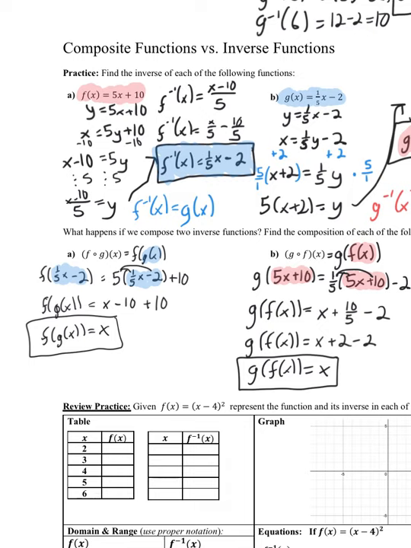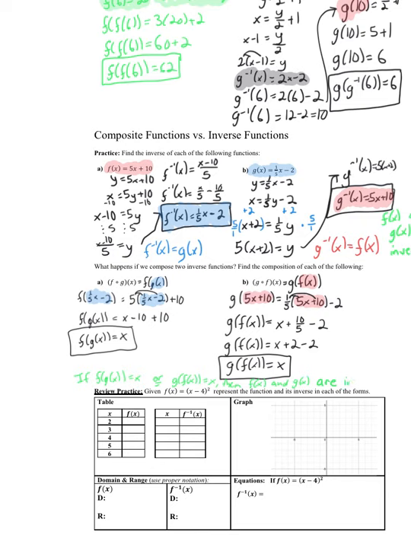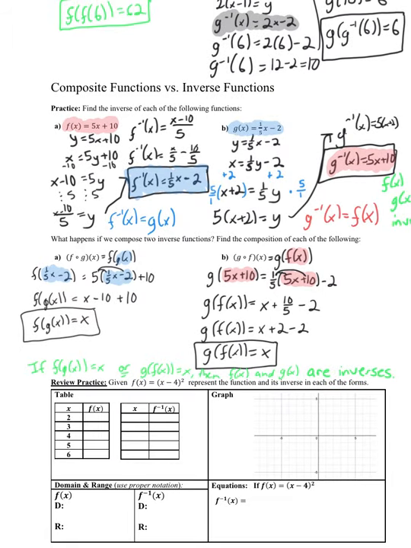So we can say down here, if f of g of x equals x, or g of f of x equals x, then f of x and g of x are inverses. If f of g of x equals x or g of f of x equals x, then we've just proven that they're inverses. That's a second method to prove two functions are inverses.